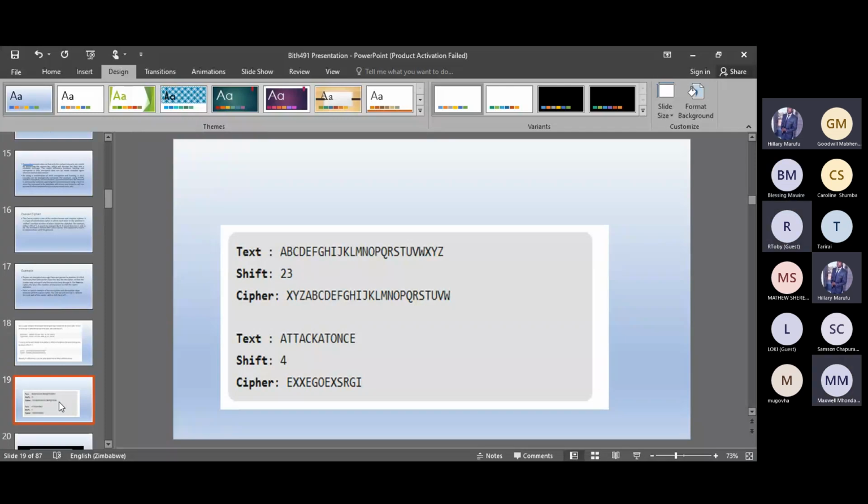But at the end of the day, what we're trying to achieve is just to shift the letters by a certain number so as to encrypt the plain text into ciphertext, so that an intruder might not easily access the information that you are sending.